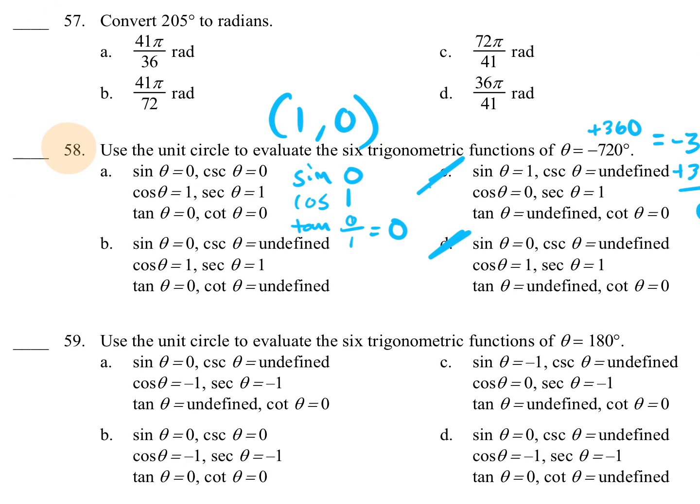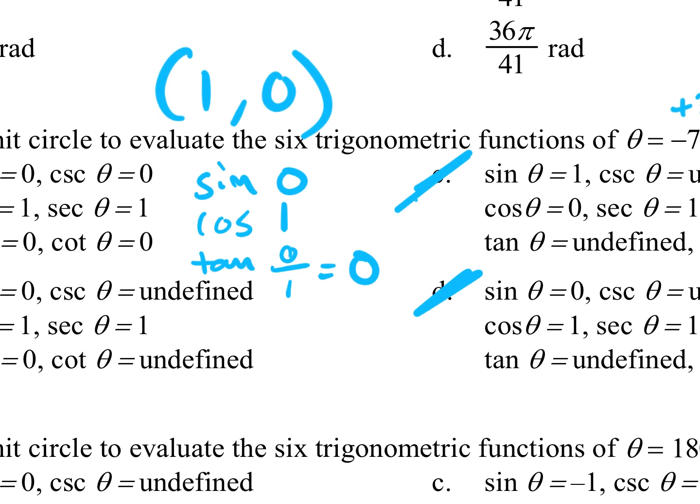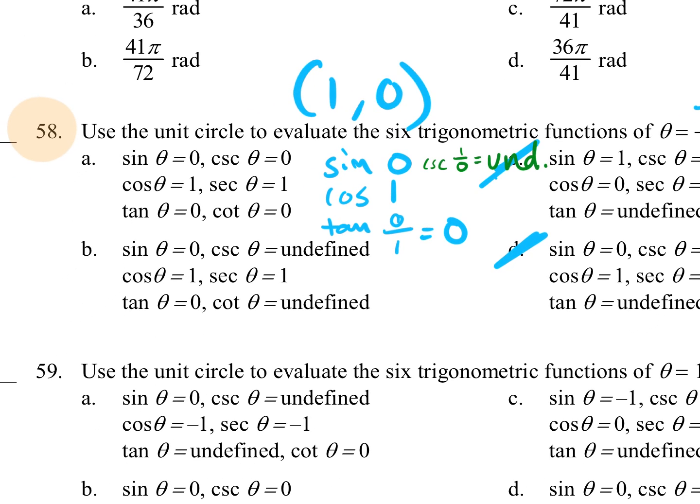And then when we find the reciprocal ones, cosecant, I ran out of space here, let's write it. So cosecant would be 1 over 0 when we flip it. What's 1 over 0? Undefined. It's undefined. So which answer would that be? B. Awesome. We don't even need to find the other ones because we already know.